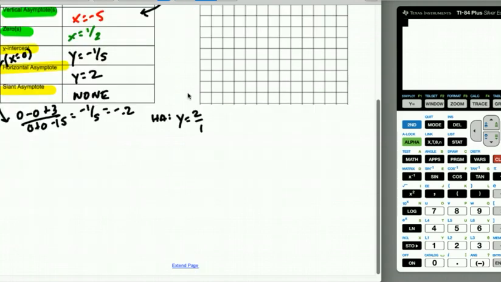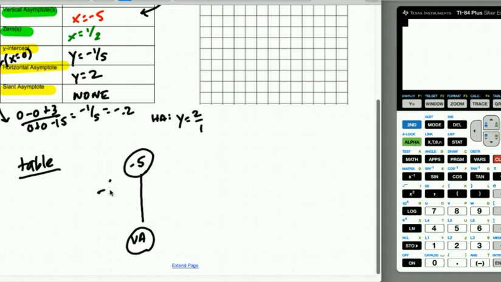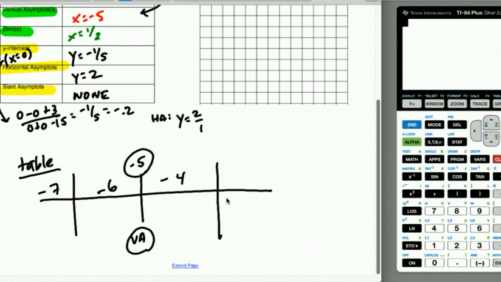If we go ahead and make our table, the vertical asymptote is at -5, so my table of values should be centered around that vertical asymptote at -5. I need a couple points to the left of -5, so I'm going to pick -6 and -7. I need a couple points to the right of -5, so I'm going to pick -4 and -3. Those are my x values, and then my function was 2x minus 1 over x plus 5. That's the simplified form that I'm plugging into.